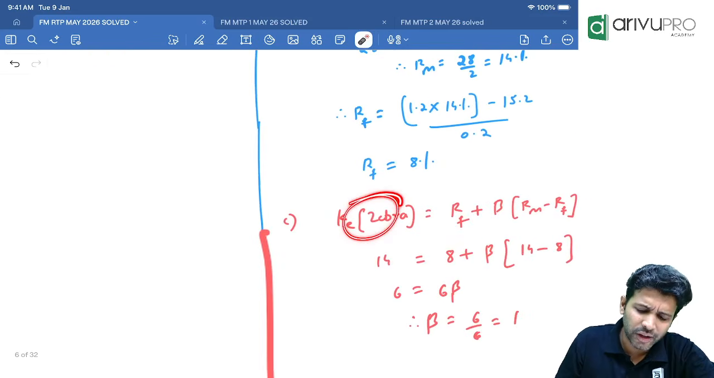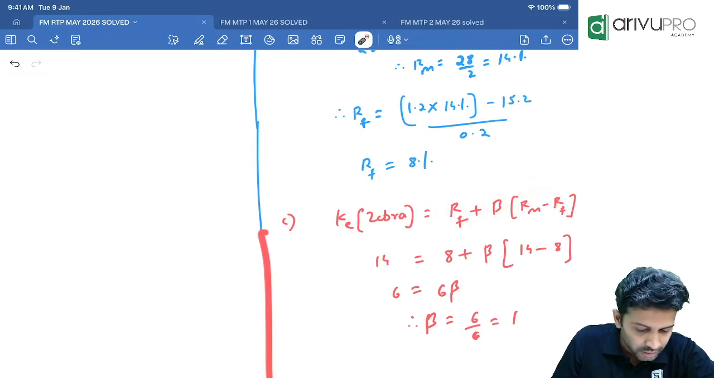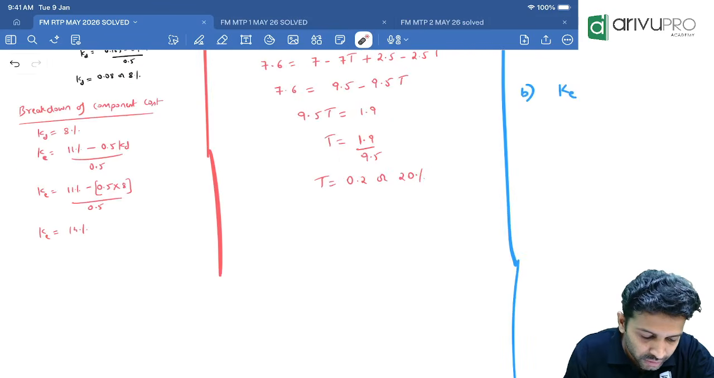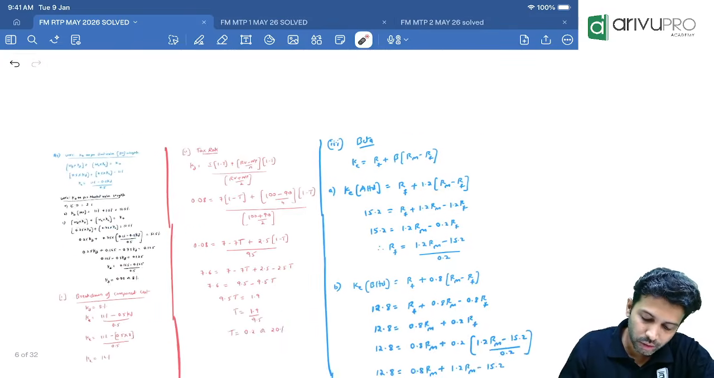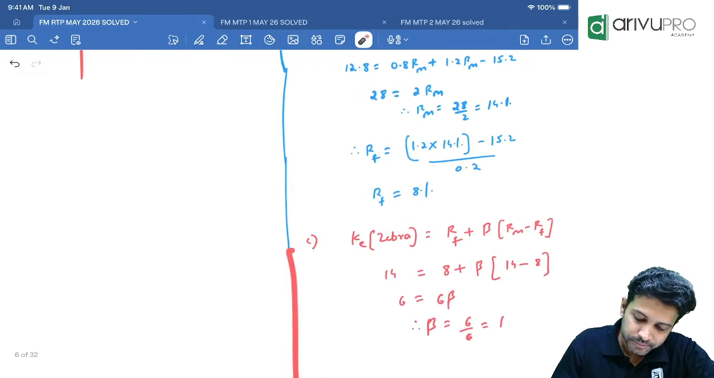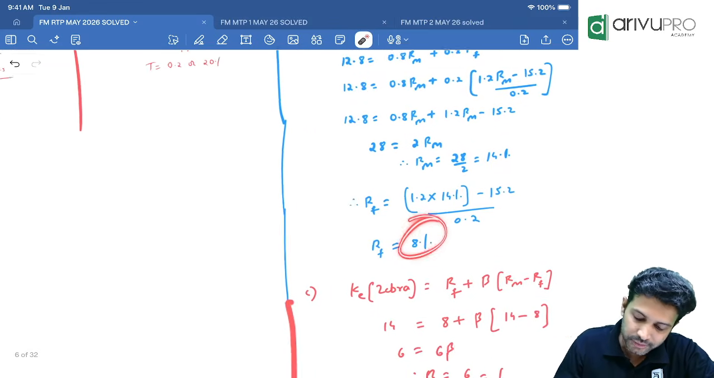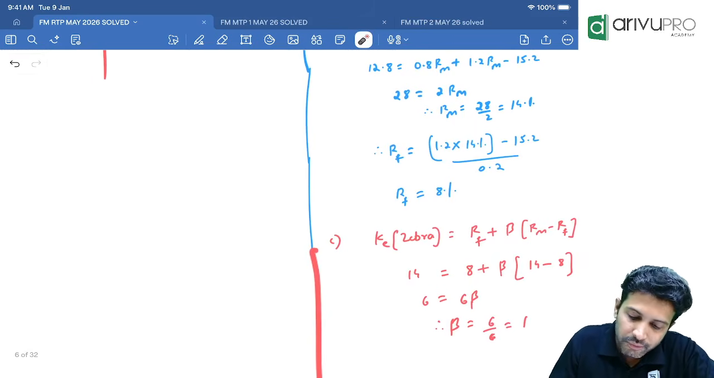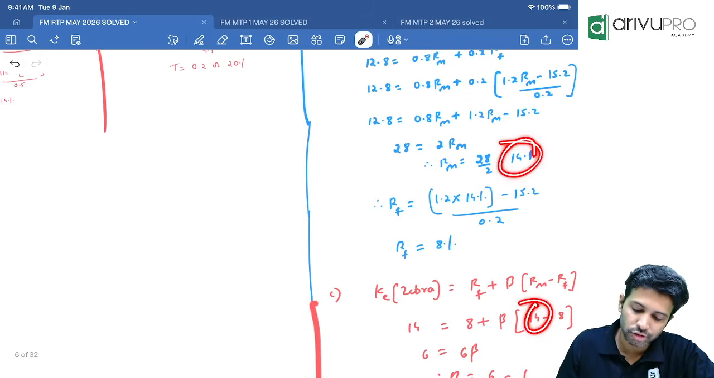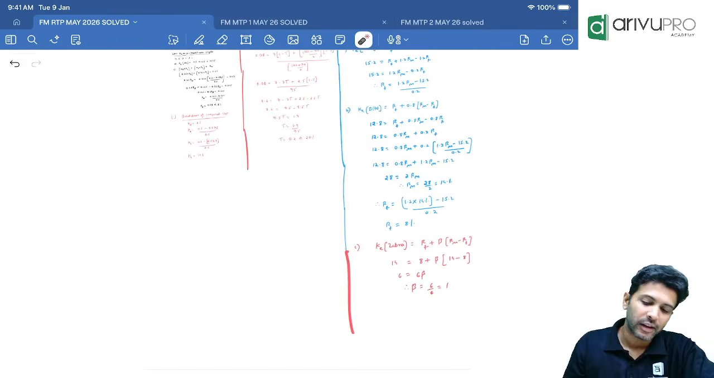Here, cost of equity of Zebra is RF plus beta into RM minus RF. Cost of equity of Zebra we already found here first only. How much is that? 14%. So this you already know. RF we just now got to be 8%. Beta of Zebra we don't know, that's what we need to solve. RM we know, RM is 14%. So solve and you'll get the beta to be 1. That's about this question.